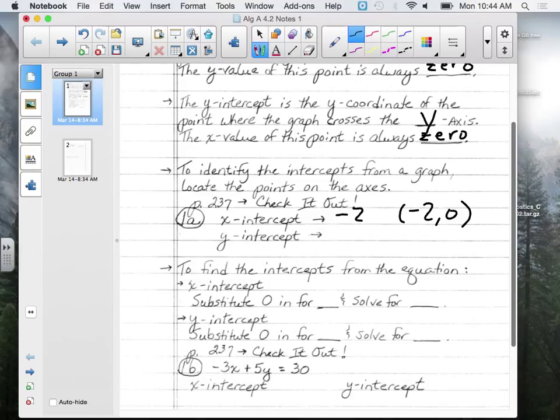Alright. Someone else tell me what the y-intercept is. Negative 3. Or positive 3. Positive 3, you sure? Yes. Okay. So positive 3, or the ordered pair 0, positive 3. Exactly.